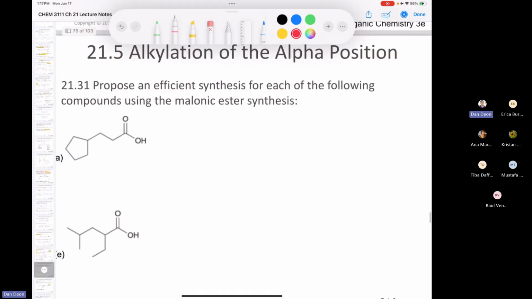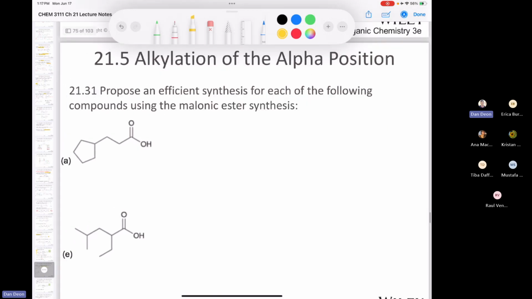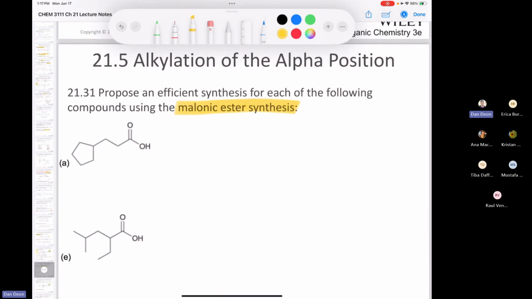Okay, so let's say you were asked a question like this one on a quiz, and it says, okay, what would your starting material be, or how would you do a malonic ester synthesis, okay, for this to make these compounds. So here's how I would do it. I would first of all say I need diethylmalonate to do a malonic ester synthesis. So I would recall what the structure of diethylmalonate is. Okay, so you have to have that kind of memorized.